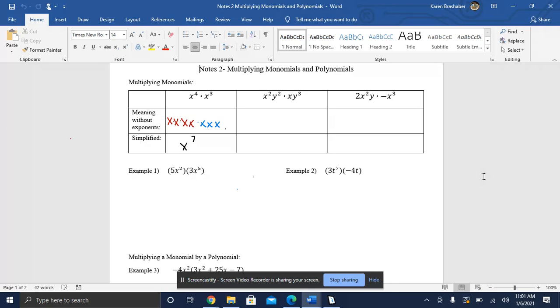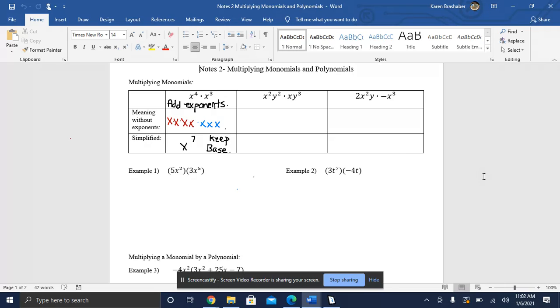Now, what we could have done is simply to keep the base and add those exponents. So we could have just added the 4 and the 3 together to get that simplified expression of x to the 7th power. Notice that we do keep the base as you're working on this. So keep your base of x and add those exponents. So we'll look at our second example here.